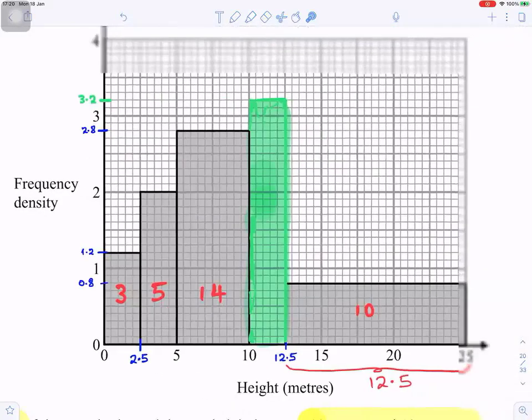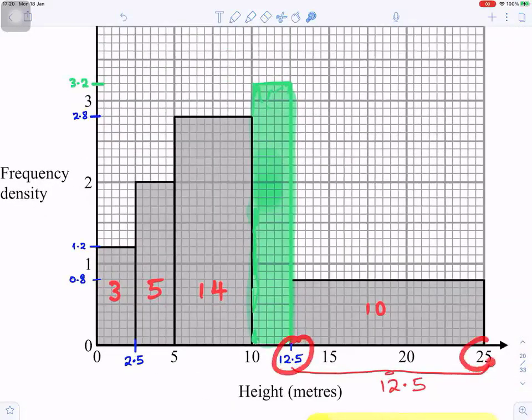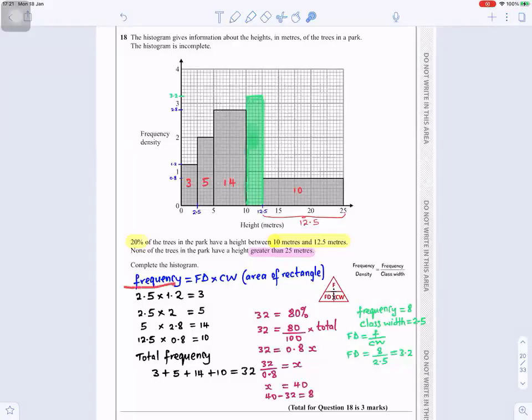And for this one, between 12.5 and 25 is 12.5 wide. So it's 12.5 times the height, which is 0.8. 12.5 times 0.8 gives us this area. So we're using that frequency is frequency density times class width, which is just the area of that rectangle. So after we do that, we would have 3, 5, 14, and 10. So what's the total frequency? We add all of them. 3 plus 5 plus 14 plus 10 gives us 32.